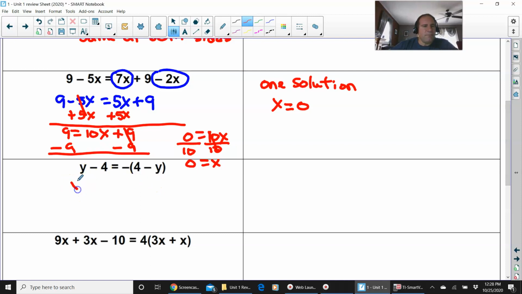So we have y minus 4 equals, all right, this is distributive property. Distributive property with a negative is one of the most difficult things. Think of this as a -1 that you're distributing. So -1 times positive 4 is -4. -1 times a negative y is positive y, because a negative times a negative is positive.